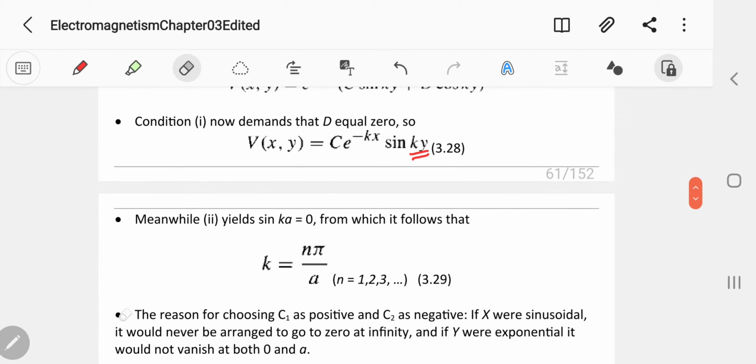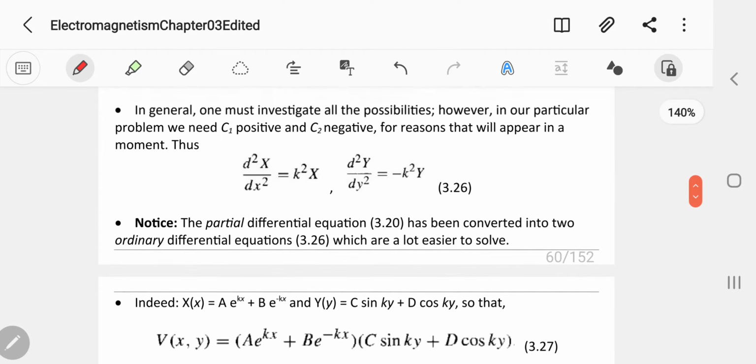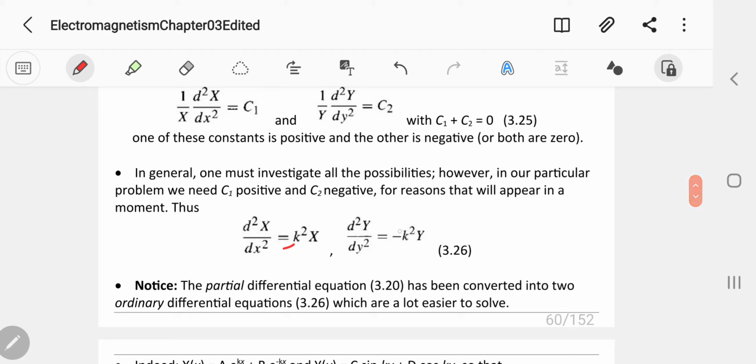So you have to make a decision on which constant has to be positive or negative, because that will also affect your solution. So for example, if you had chosen this one to be negative and this one positive, then your solution would be a mess. So you also have to choose the signs. So anyway, that's how you do that.